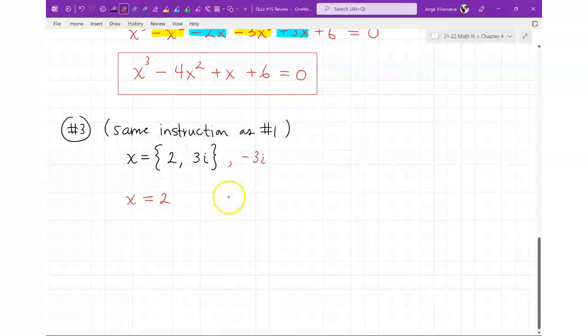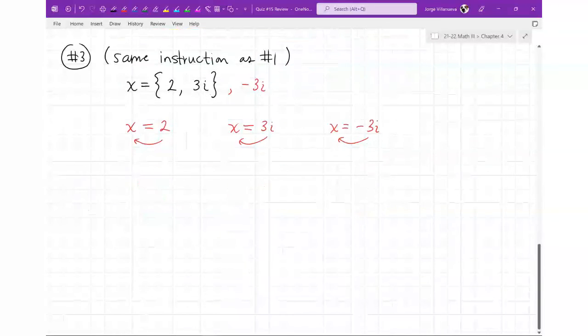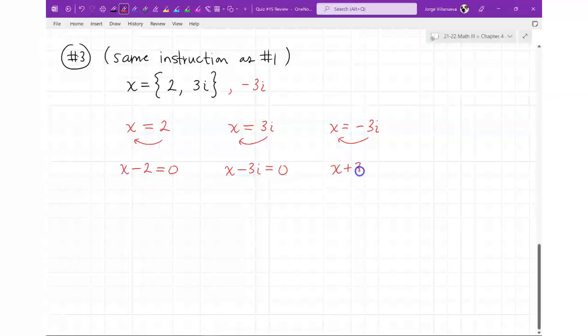x equals 2. x equals 3i. And x equals negative 3i. The nice thing about imaginary numbers is that they tend to cancel out in between, so it does make the work a little bit simpler. So I actually prefer these types of problems over like number 2. So let's go ahead and move everything over, right? We're going to move the 2 this way, the 3i this way, the negative 3i this way. Let's move that stuff over. We get x minus 2 equals 0. x minus 3i equals 0. x plus 3i equals 0.